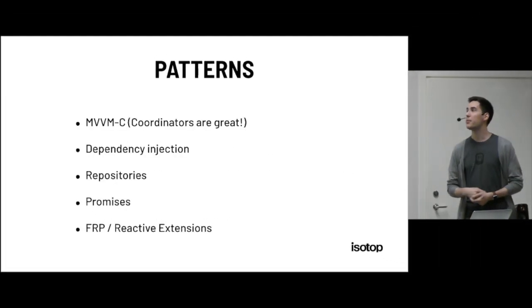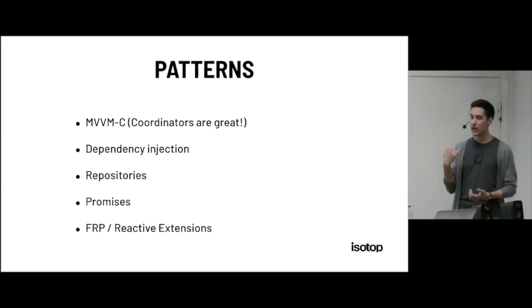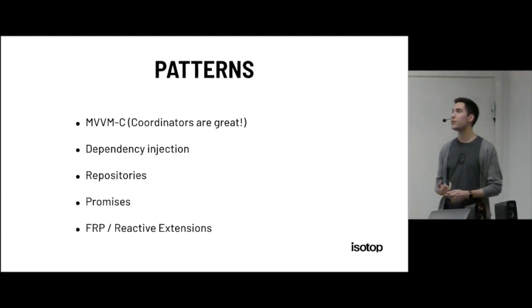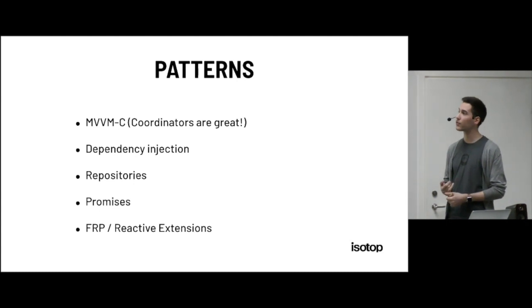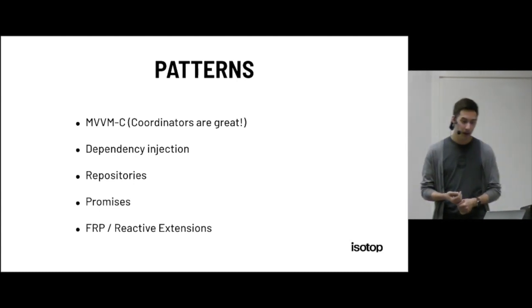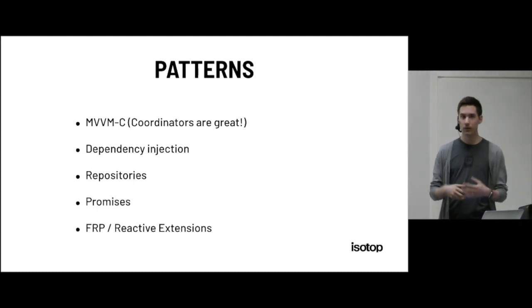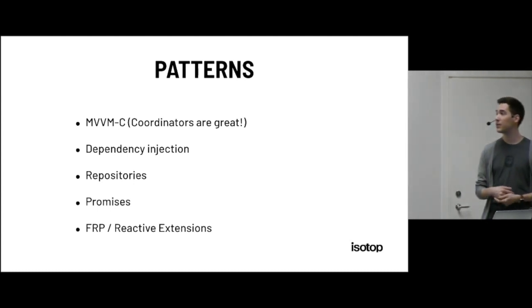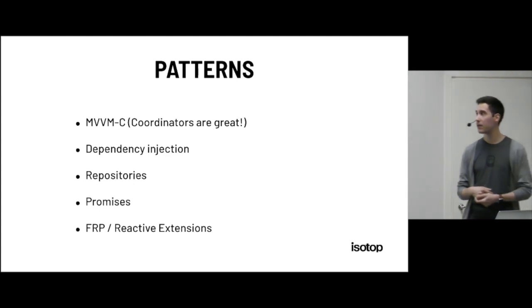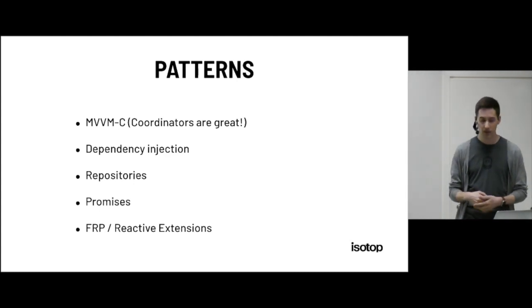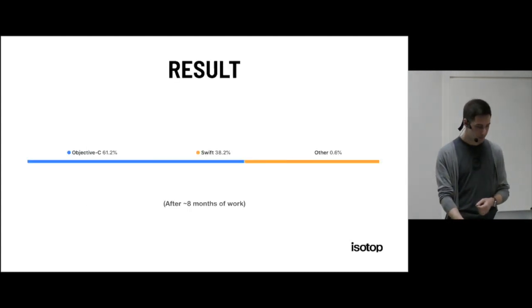Quickly, a little bit about the patterns we try to use in this project. We aim to use model view, view model with coordinators, because it's a great pattern. You should check it out. We try to use dependency injection as often as we can. We also use repositories, promises, and functional reactive programming, whichever best fits the problem.